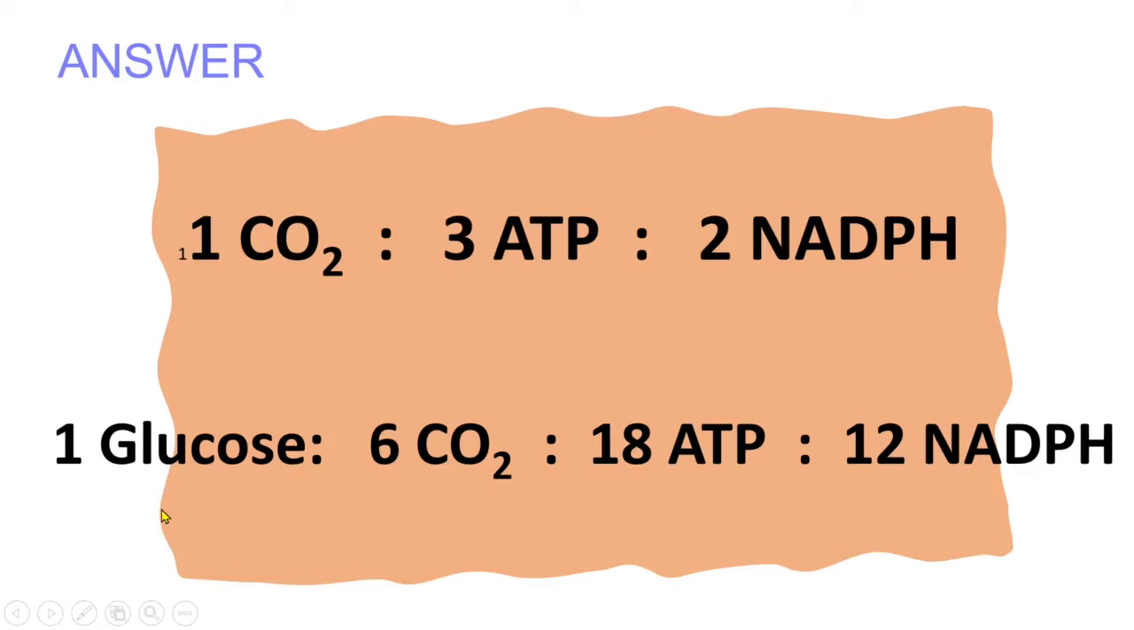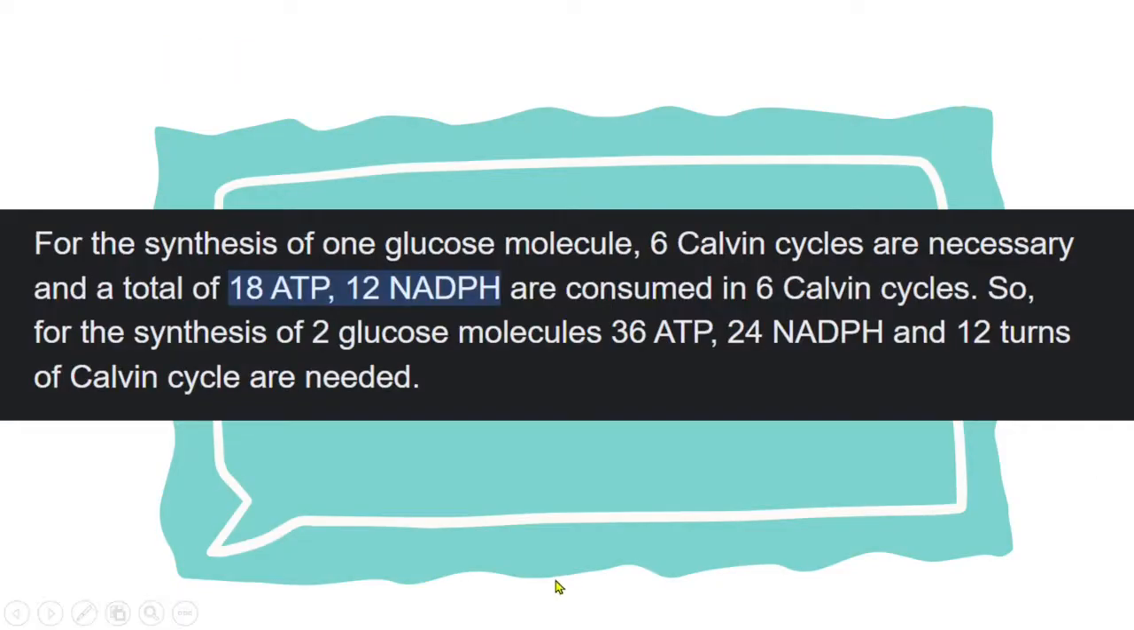So if you're asked how many ATPs are needed for 2 glucose, then you have to multiply everything. 2 glucose, then it becomes 12 carbon dioxide needed. 18 times 2 is 36 ATP needed, and 12 times 2 will be 24 NADPH needed. So that will be the way to answer such a question. So again, 6 Calvin cycles are needed because 6 carbon dioxide needs to enter the cycle. 18 ATP and 12 NADPH will be consumed in the 6 cycles in order to produce 1 glucose molecule. And that ends our discussion.